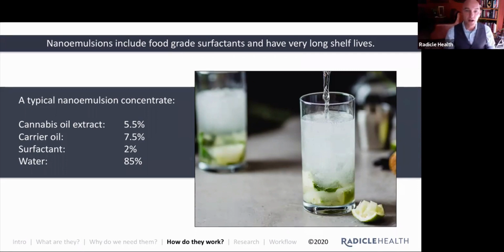If you were to make a microemulsion, in comparison, about 50% of the mixture would be surfactant. And the example here for nanoemulsions uses a level of surfactant that's well within regulatory compliance, and it doesn't compromise the beverage flavor.